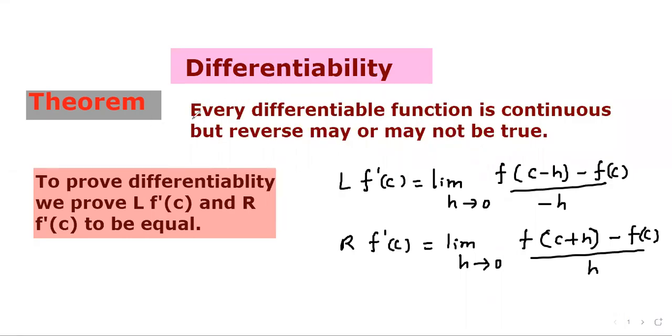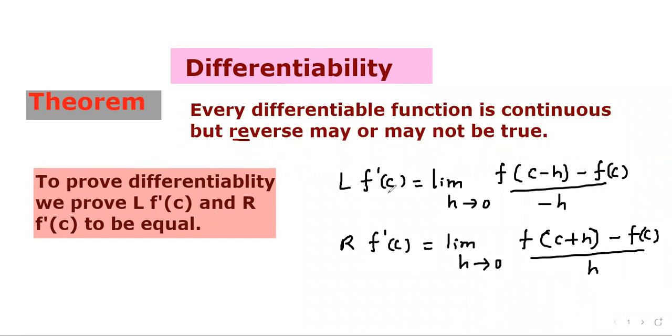Differentiability theorem. Every differentiable function is continuous, but the reverse may or may not be true. Here we can say the converse may or may not be true. Now, to prove differentiability, we prove that the left hand derivative, L f dash c, and the right hand derivative, R f dash c, are equal, where c is the point where we have to check the differentiability.